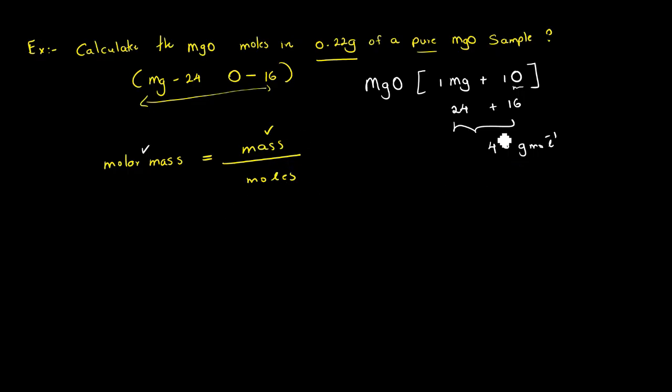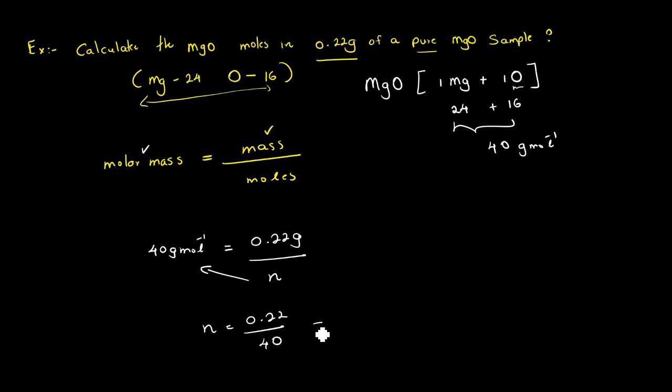Now you apply the given data. We have 40 gram per mole equals the mass, 0.22 gram, over the moles. I will put the simple n. Now you exchange the n and 40. So n equals 0.22 over 40. If you simplify this, you will get 0.01, not 1, it's 0.006. I guess I'm right. Okay.